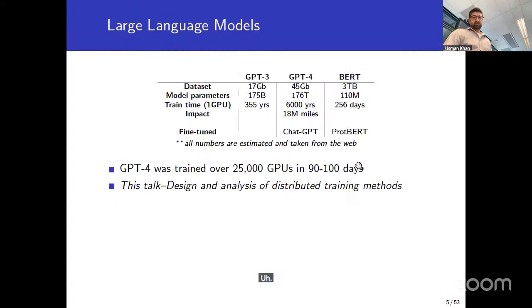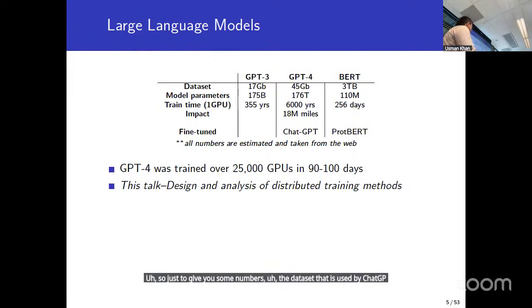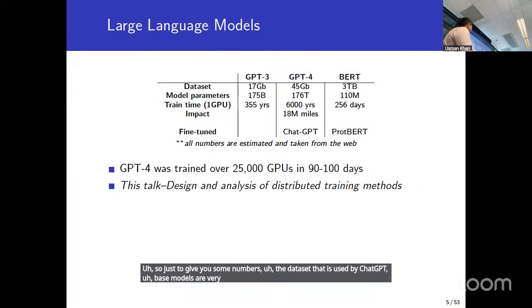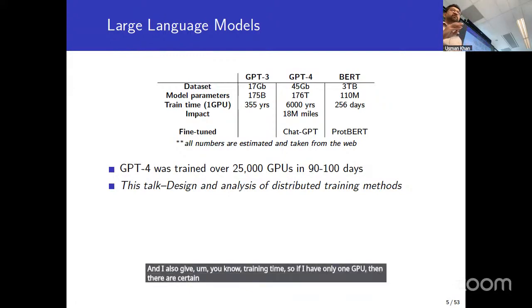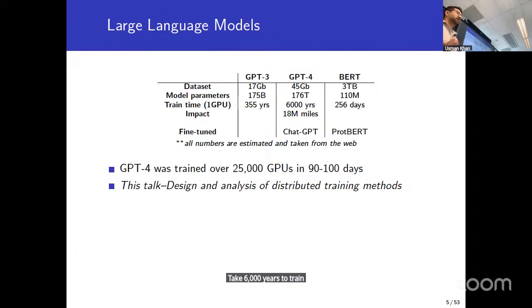So just to give you some numbers, the data sets used by ChatGPT based models are very large. GPT-3 is 17 gigabytes, GPT-4 45 gigabytes, and the model parameters are on the scale of billions to trillions of parameters. And I also give training time. So if I have only one GPU, then there are certain estimates on the web that GPT-4 would take 6,000 years to train. And what is the amount of energy that GPT-4 requires for training? It's like driving a car for 18 million miles.